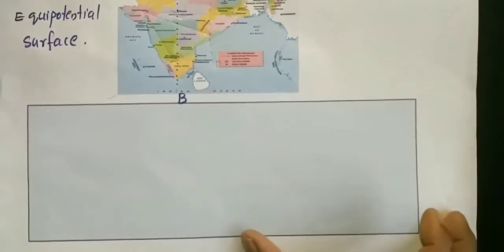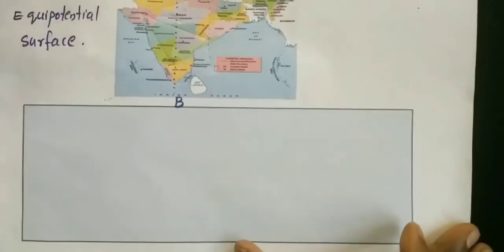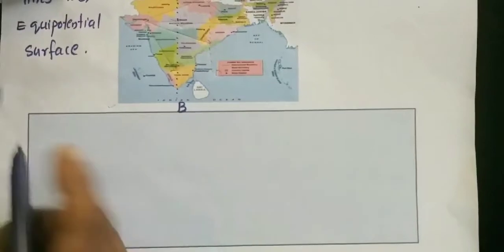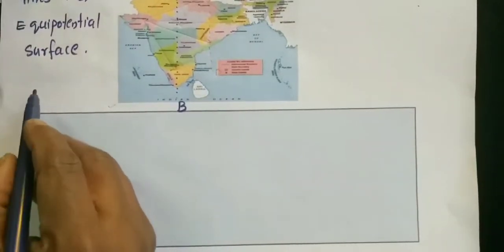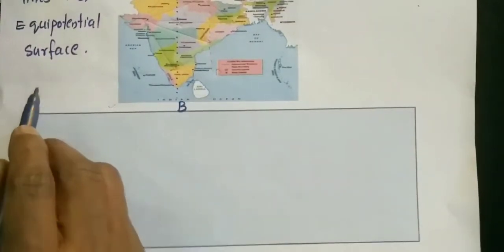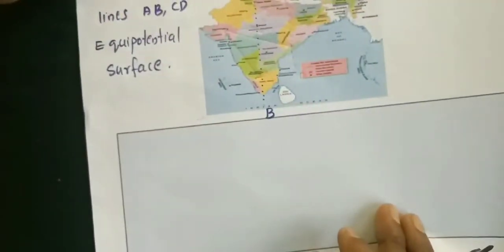Okay, why did I say Gujarat and the people of Gujarat? Because these people have a common tendency to visit all the places which lie on the straight line.